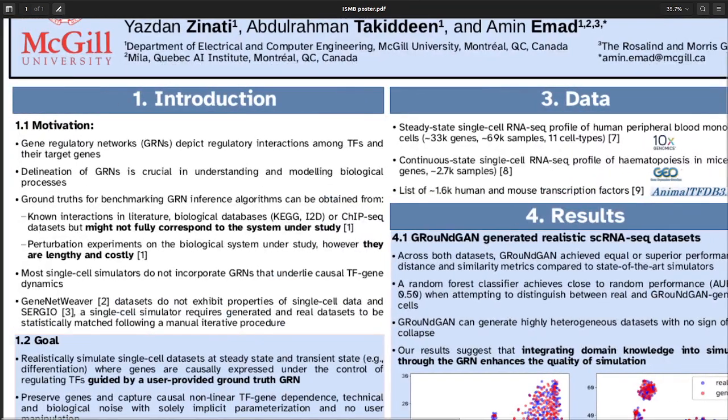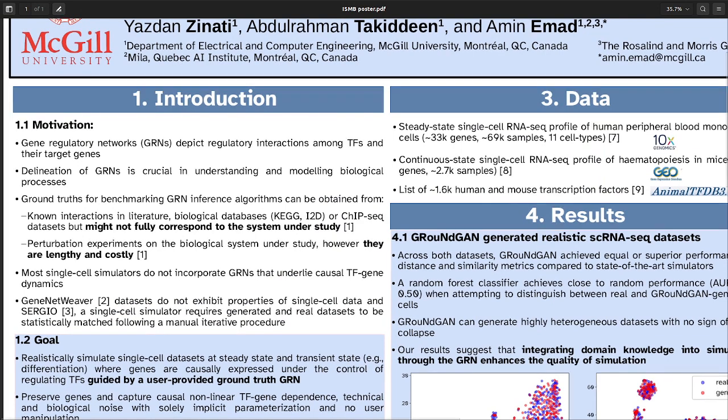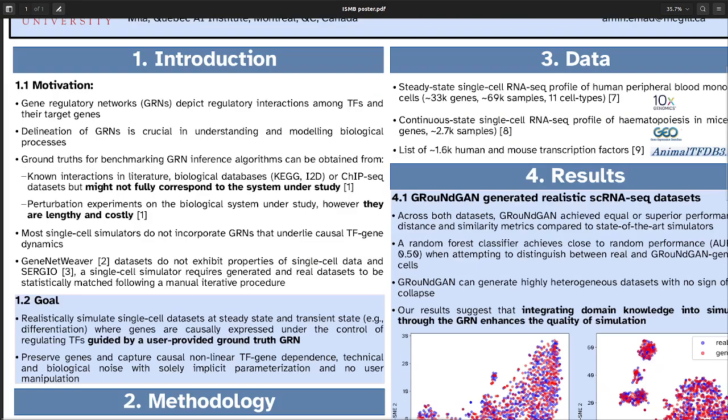So one of the challenges that GroundGAN tackles concerns the lack of gold standard ground truth when it comes to benchmarking GRN inference algorithms. And we propose using simulation for this task and to generate single-cell data sets for a given GRN. So our goals with GroundGAN were to realistically simulate single-cell data sets about transient state and steady state, but in a way where genes are causally expressed under the expression of the regulating transcription factors. And that is done by letting the user impose a GRN onto the generation process.